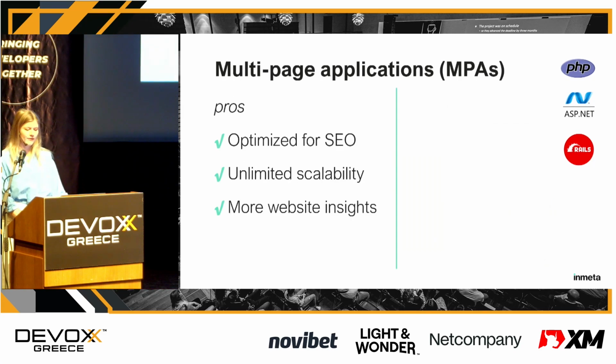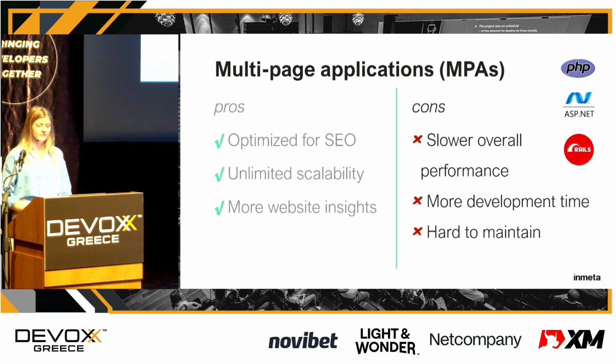So what are the pros of MPAs? Firstly, all the page content can be read and indexed by search engines because it's rendered HTML, allowing them to appear in search results and be optimized for it. Then there is no restriction on the number of pages you can add. Performance will be the same, meaning they have unlimited scalability. Last, they can provide more website insights. For example, Google Analytics can create reports for each page.